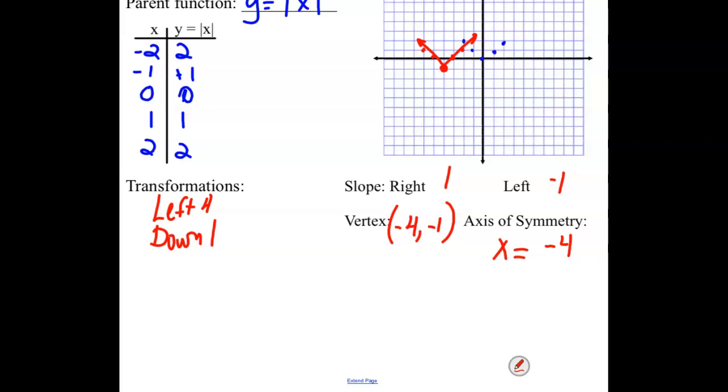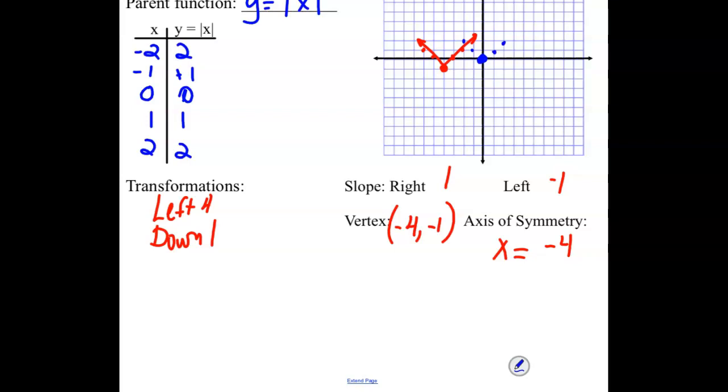It all comes right from the equation. Our vertex is going to be affected by left, right, up, down moves. We can identify that vertex location just based on our left and right, up and down moves. It is not affected by any kind of reflection. Think about it. Our initial vertex for the parent function is right on the x and y axis. So if we reflect over either one of those, it doesn't go anywhere. The only thing that's changing it is your left and right moves, your up and down moves.